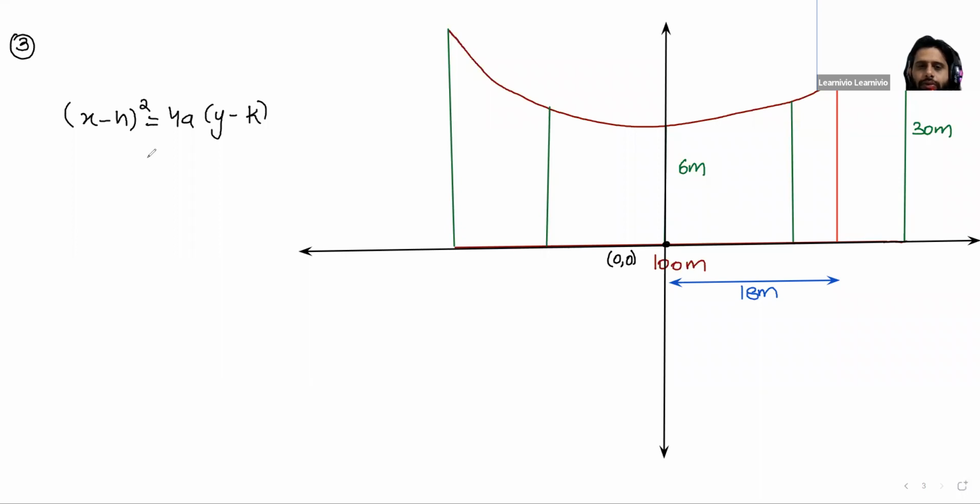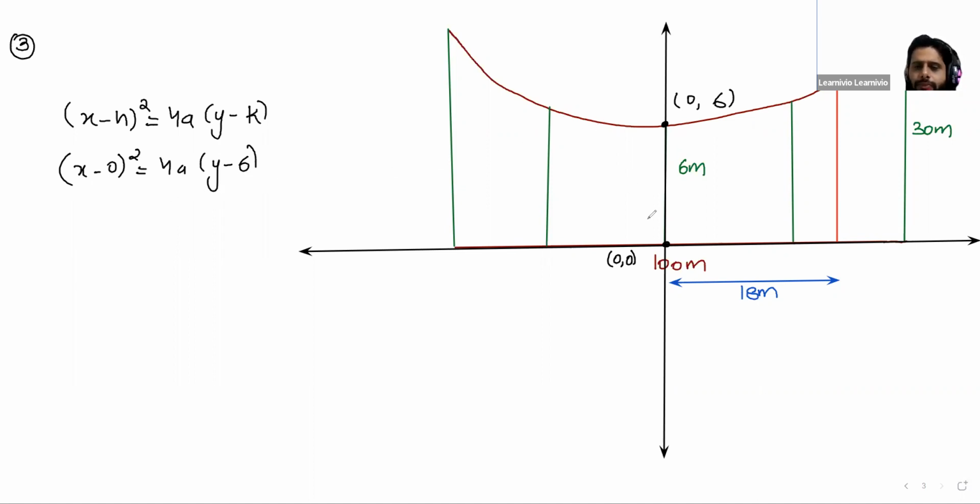Now, this is the new vertex of the parabola. So what is the vertex? The x coordinate is again 0. And what is the y coordinate? This is 6. So we have (x minus 0) whole squared equals 4a(y minus 6). So this is the equation of the parabola.